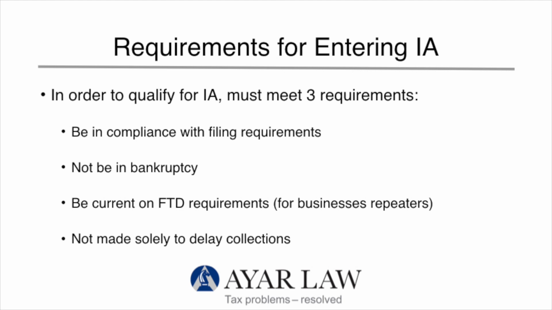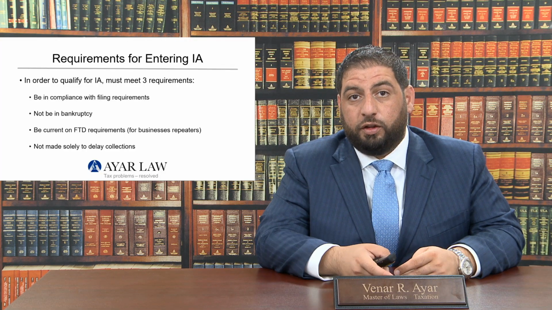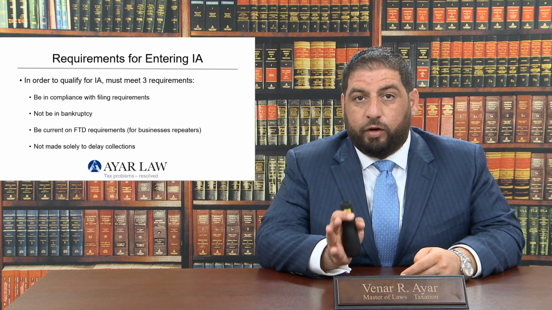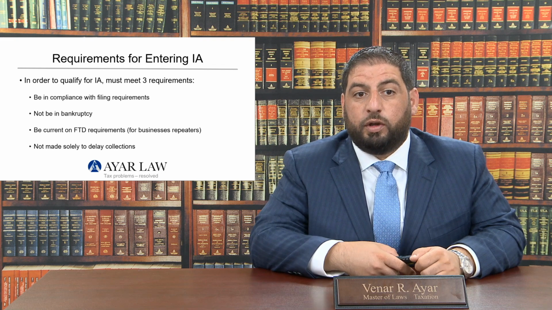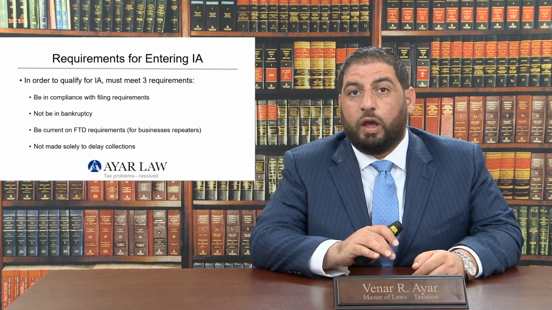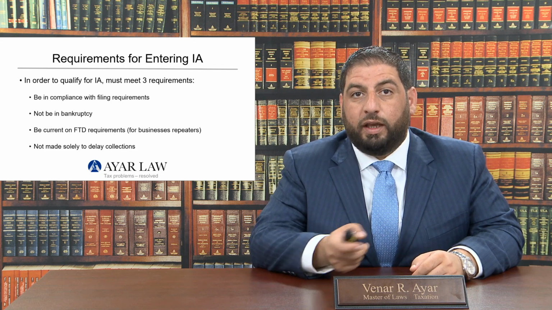So now, in order to be able to actually get on an installment agreement, there's 4 requirements that must be met. First is you have to be in compliance with all your filing requirements. You can't have any unfiled returns, which are required. You can't be in bankruptcy. If you're a business taxpayer that has a history of pyramiding or repeating the debts, then you have to be current on your federal tax deposit requirements. That means for the current quarter, your payroll taxes have to be up to date. And then the 4th requirement is your request for the installment agreement must not be made solely to delay collections.